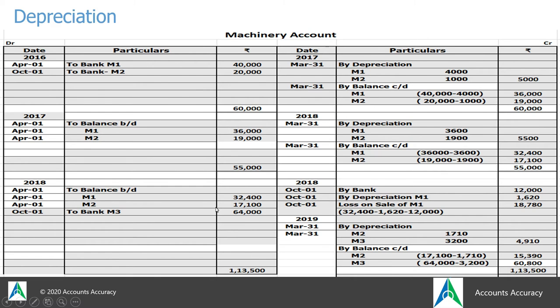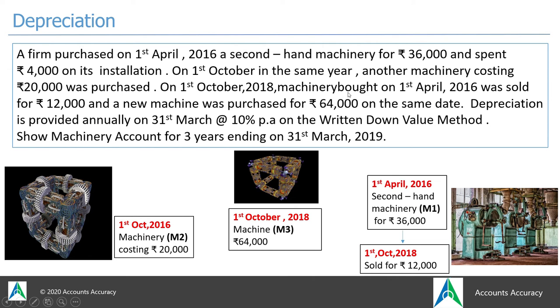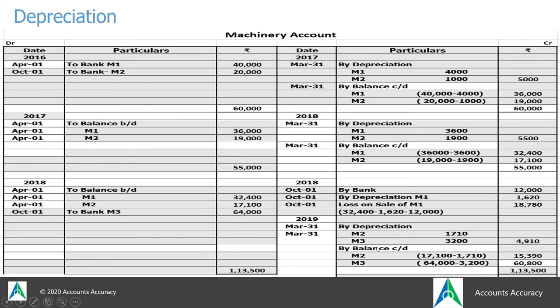Now in the question it's also mentioned that the machine bought on 1st October 2016 was sold. So remember, this machine which was purchased on 1st April 2016 got sold on the 1st October 2018 for 12,000. The machine was of 36,000 and it got sold for 12,000. Here we have to calculate whether it was sold at a profit or loss. The value of the machine after the deduction of 2 years depreciation was 32,400; its original value was 40,000, but after 2 years of depreciation its value has reduced to 32,400.